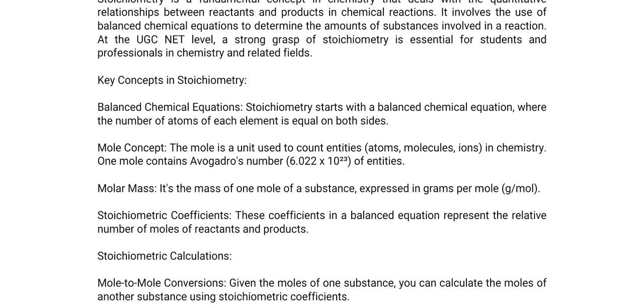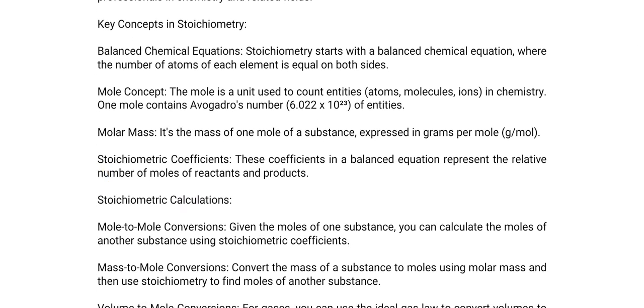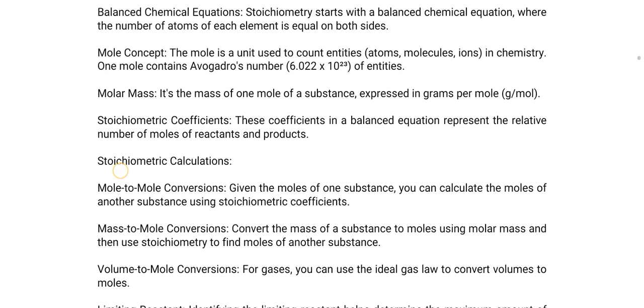And mole concept. A mole is a unit used to count entities, atoms, molecules, ions in chemistry. 1 mole contains Avogadro's number. That means 6.022 × 10^23 entities. Then molar mass. It is the mass of 1 mole of a substance expressed in grams per mole. Then stoichiometric coefficients. These coefficients in a balanced equation represent the relative number of moles of reactants and products.